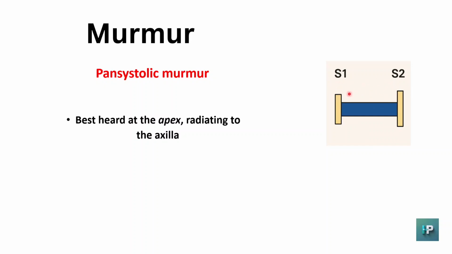That is between S1 and S2, and it is because there will be uniform flow, and the reason is the regurgitant pressure gradient is maintained throughout the systole, and it will be best heard at the apex and radiate towards the axilla.